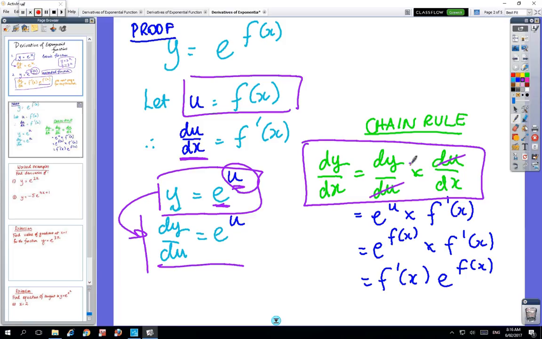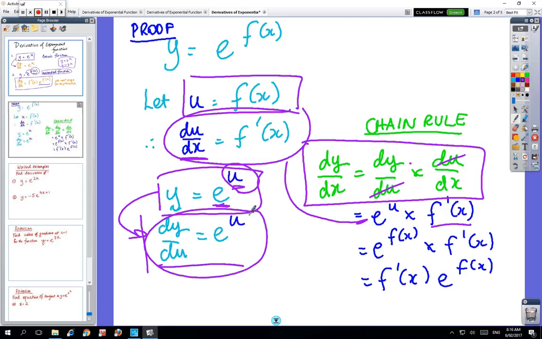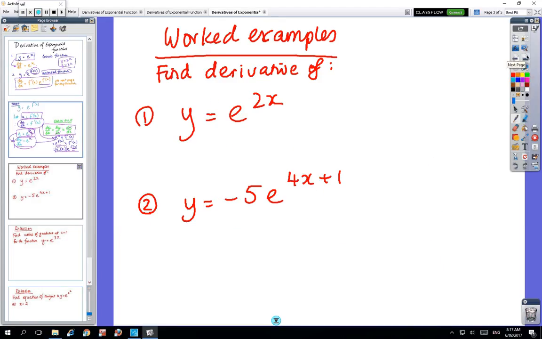Now, the dy/du is the first part, and du/dx is the second part, so that's going to come across here. And then e to the u is just e to the f(x). So straightforward. And so we end up with the shortcut being, when you have a function in the exponential, we just multiply by the derivative out the front, and then just leave the exponential. Okay, so copy that down if you want. It's not important that you know the proof. Okay, so let's have a look at some examples.